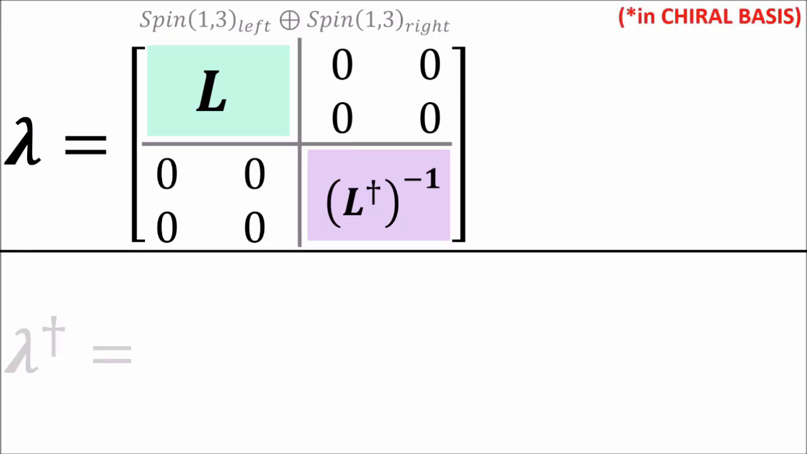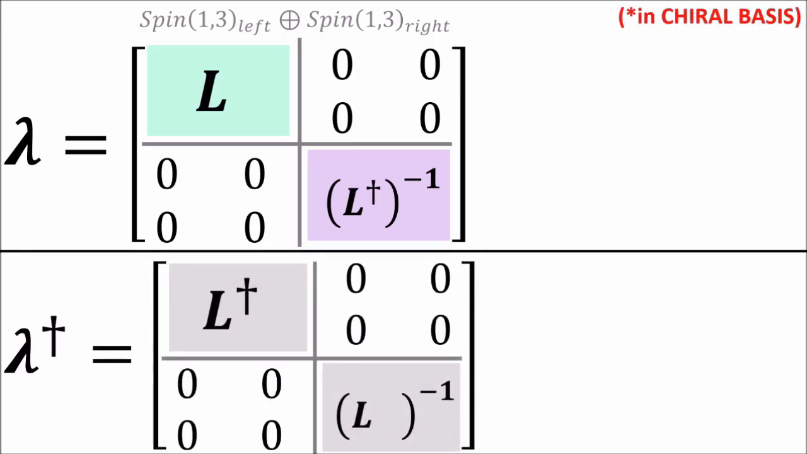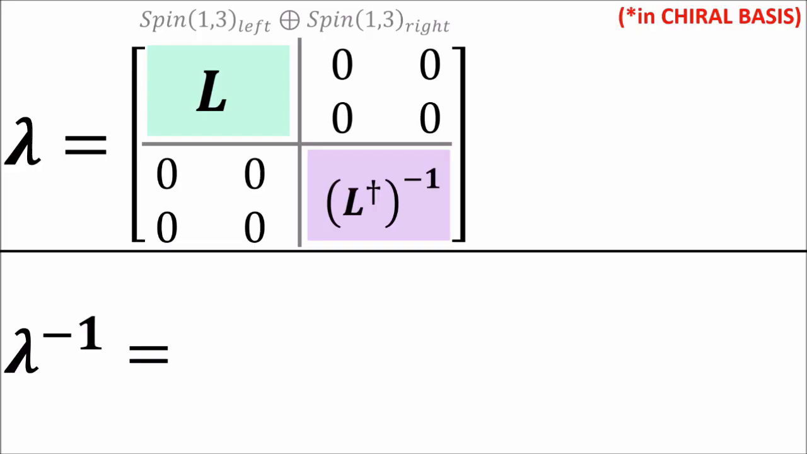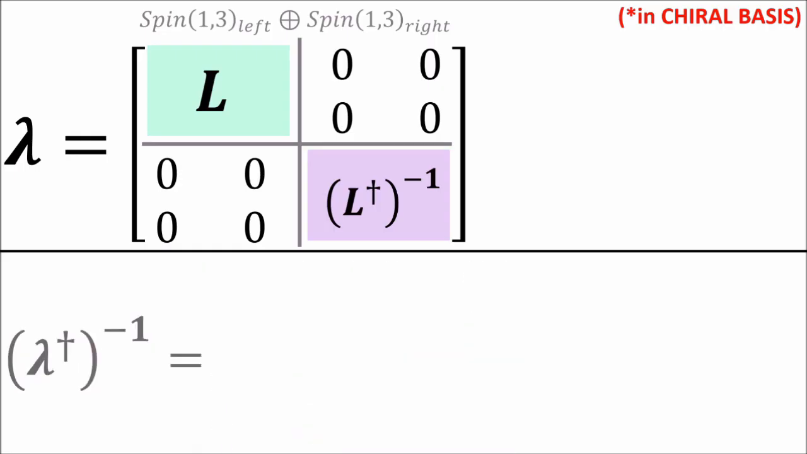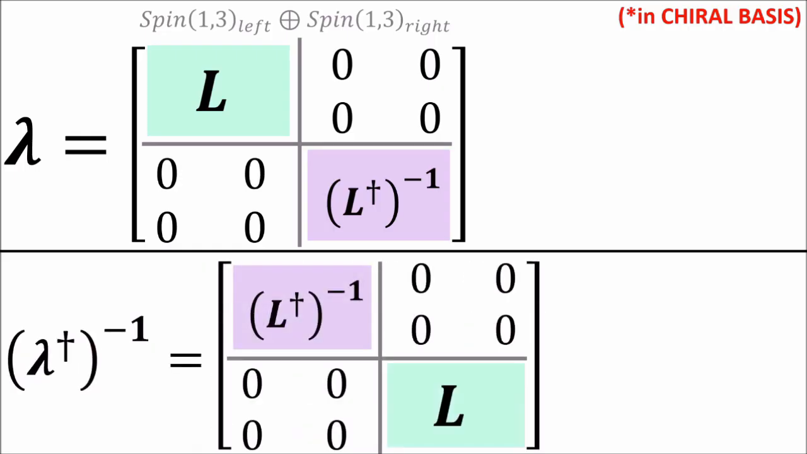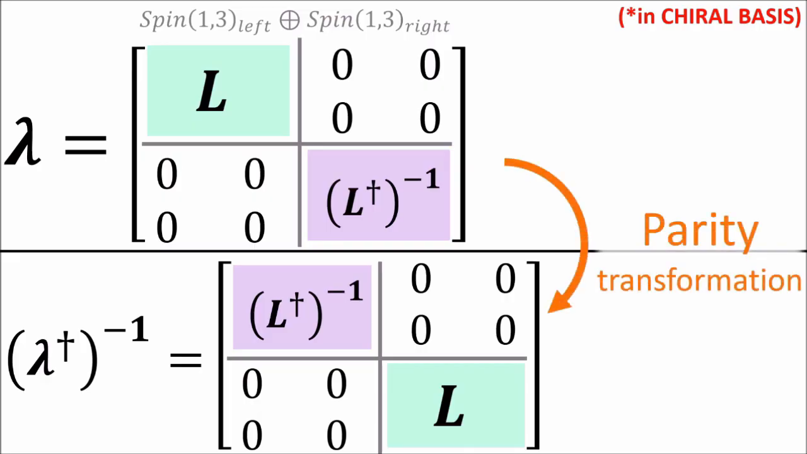Now, taking the Hermitian conjugate of lambda is the same as taking the Hermitian conjugate of its two blocks. And taking the inverse of a block diagonal matrix is the same thing as taking the inverse of its individual blocks. So this means that taking the Hermitian conjugate and inverse of lambda swaps the left and right blocks. So lambda dagger inverse is the parity transformed version of lambda.